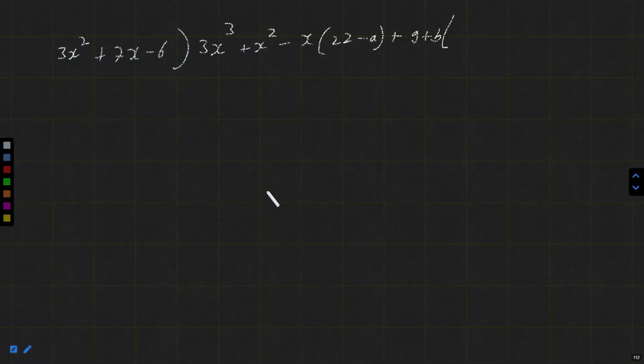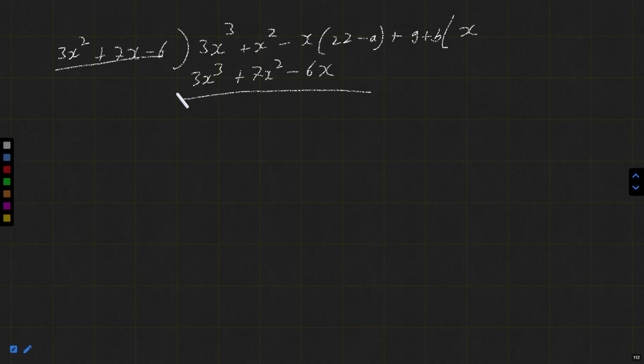Now let's perform the division, and please do it with me. Here I will just put x. Now multiply x with each of these terms. I will get 3x cube plus 7x square minus 6x. I hope this is now clear.